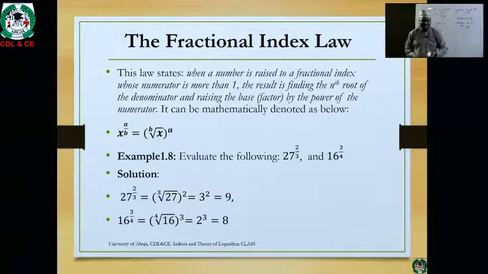Then we have the fractional index. This is a situation where the numerator and the denominator of the index are numbers, not 1. That is x raised to power a over b. It will become the b root of x, all raised to power a. Here we have 27 raised to power 2 over 3 based on what we have on the frame. So first of all, we find the third root of 27, which is 3. Then we raise it to power 2, which is 9. Similarly, we have 16 raised to power 3 over 4. We find the fourth root of 16, which is 2. Then we raise it to power 3, which is 8.